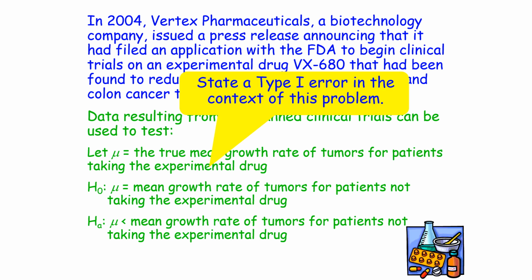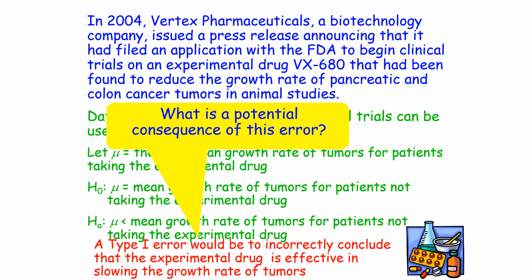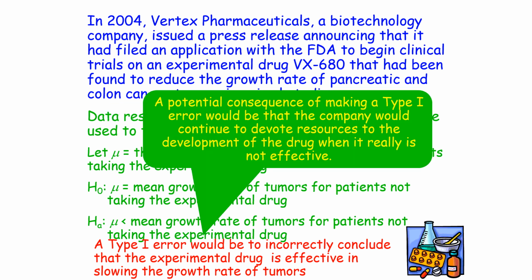So we're going to state a type 1 error in the context of this problem. A type 1 error would be to incorrectly conclude that the experimental drug is effective in slowing the growth rate of tumors. So what is the potential consequence of this error? Well, a potential consequence of this error is that the company would continue to devote resources to the development of the drug when it really isn't effective.